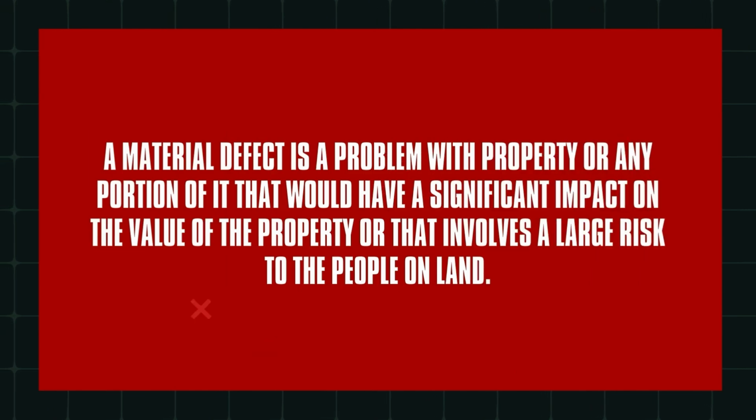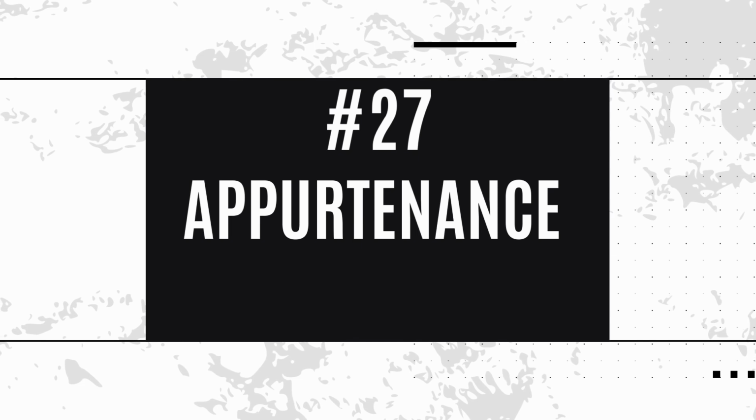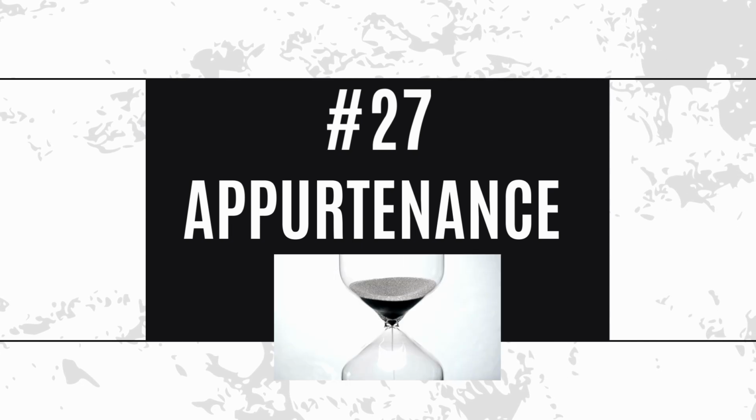A material defect is a substantial issue with a property that significantly affects its value or poses a considerable risk to the occupants or users of the property. Almost there. Let's crack open the next word. Appurtenance. Take a stab at this strange term's meaning. Go!